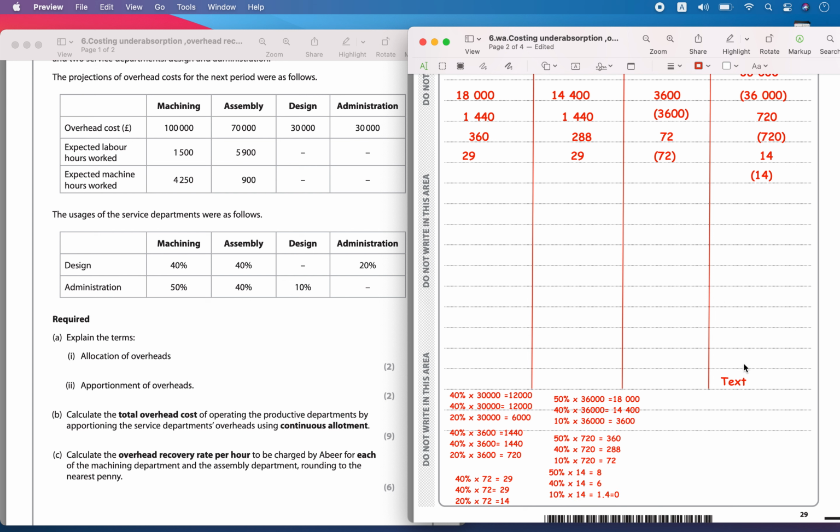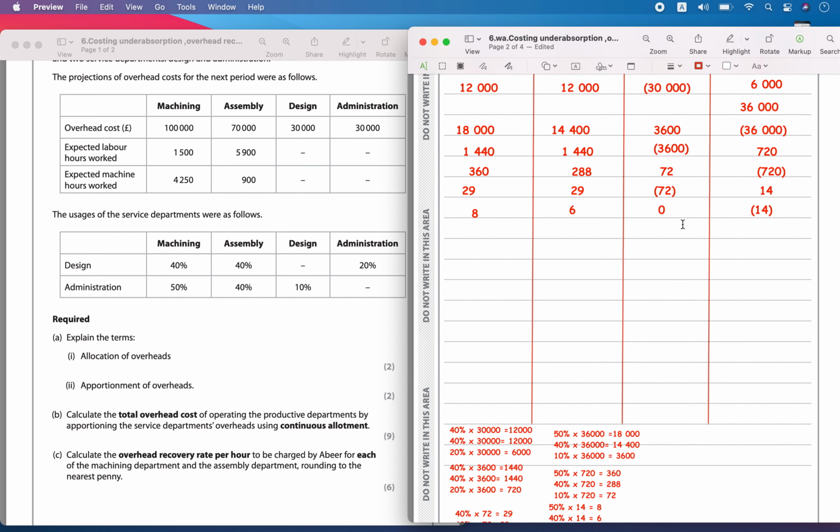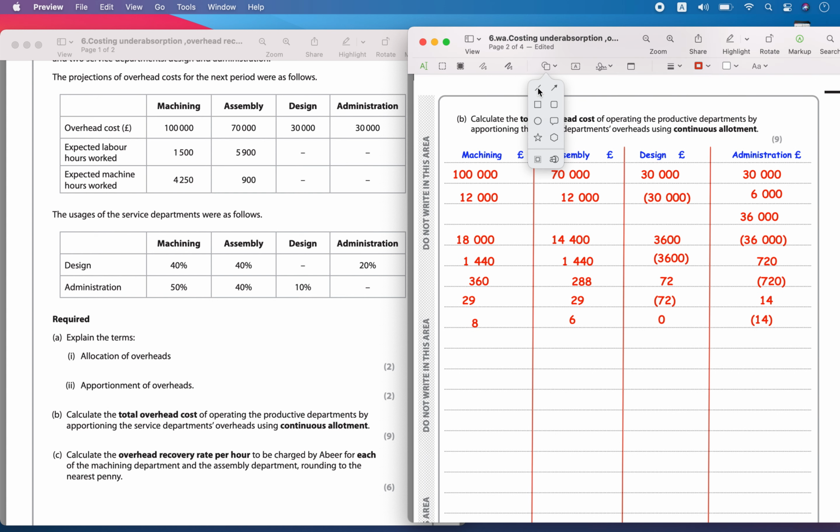So now let's split this. Approximately 8, and this is going to be 6, and this is going to be equal to 0. Now let's add the total cost, which has been split to the machine and the overhead.